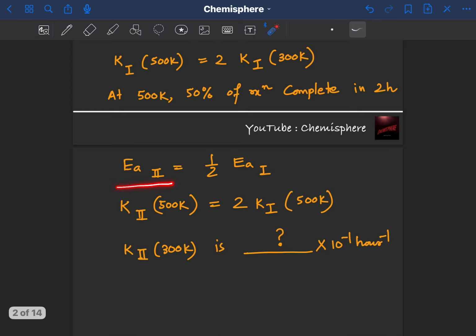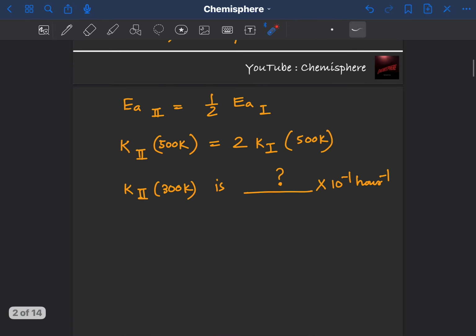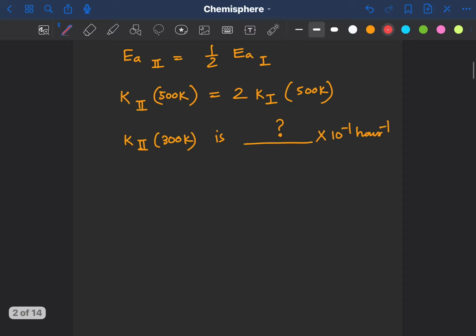Then the activation energy of reaction 2 is half of the activation energy of reaction 1. Then the rate constant of reaction 2 at 500 is 2 times the rate constant of reaction 1 at 500 Kelvin. So they are asking us to calculate the rate constant of reaction 2 at 300 Kelvin. Before we solve this, we need to know a few things. For a general reaction, that is, a moles of A becoming products.